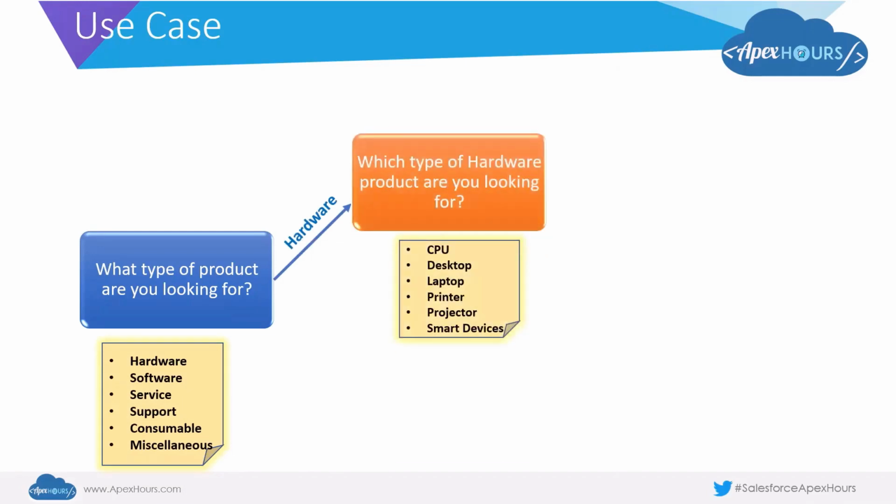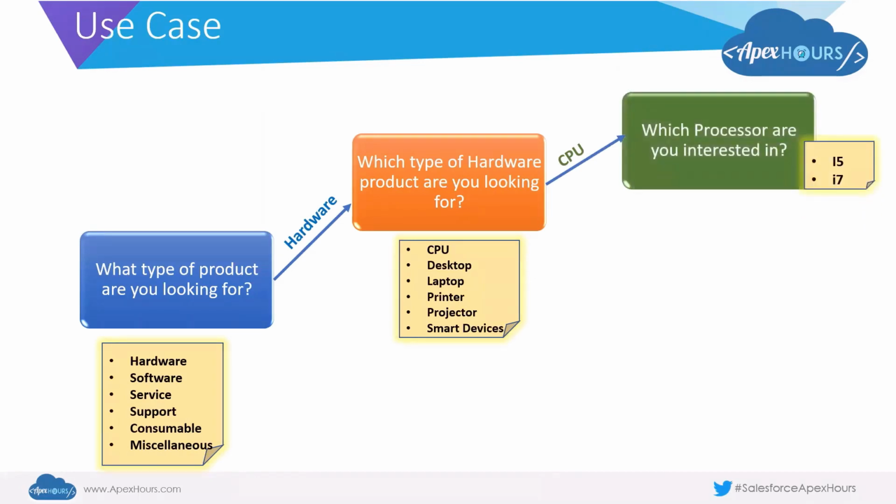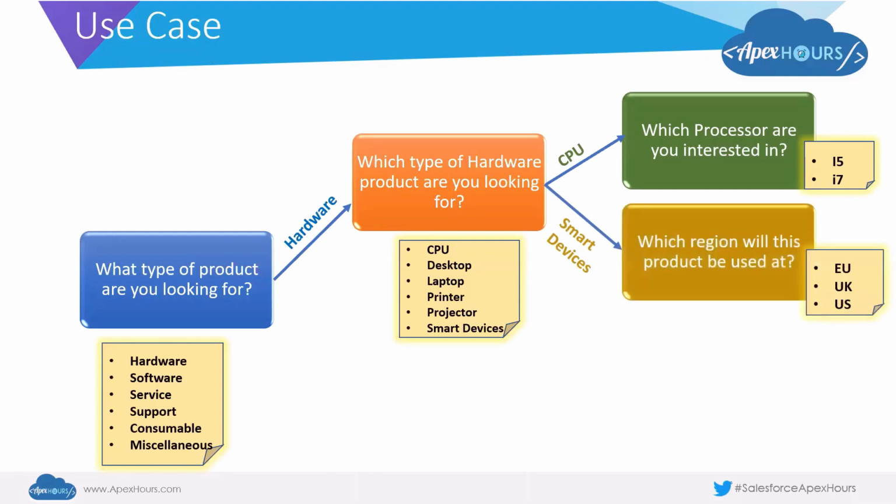And say if the customer says CPU, we further ask the customer which processor they would like and filter the precise products accordingly. Say if the customer has picked smart services instead of CPU, we would like to know which region they would be using this product in, so we can show appropriate products for selection.